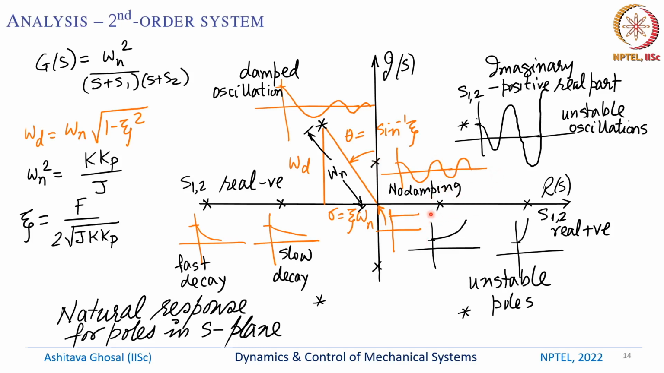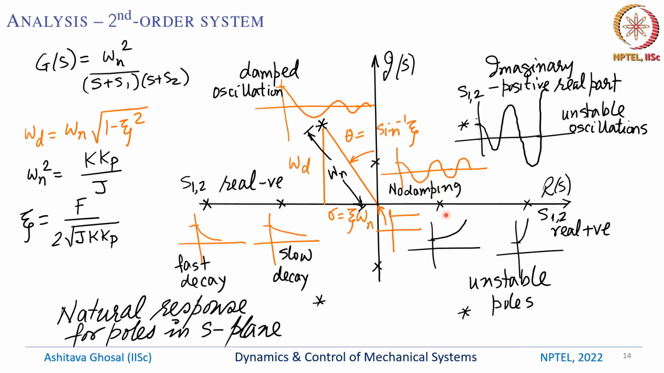If the roots are on the real line but on the positive or right half plane, then the output, or theta of t, will continuously increase. If it is closer to the origin, it increases a little bit slowly. If it is far away, it will increase much faster. In both of these cases, if it is on the right half plane, it will go off to infinity. And these are called unstable poles.